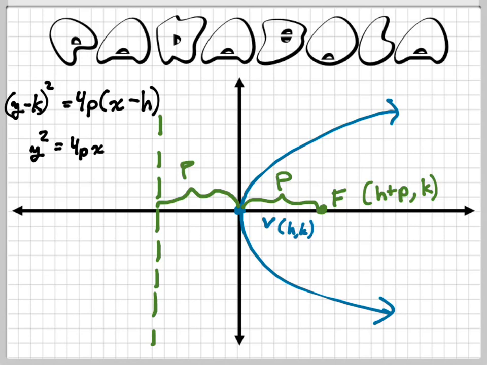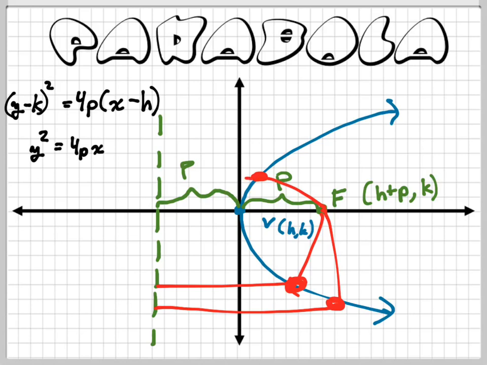This is actually kind of interesting. The reason why we have a focus point and a directrix is because the focus point and the directrix are equal distances from every point on this parabola. Now, my picture is not perfect, so it doesn't look like it, but every point on this parabola should be an equal distance from the focus point and the directrix.